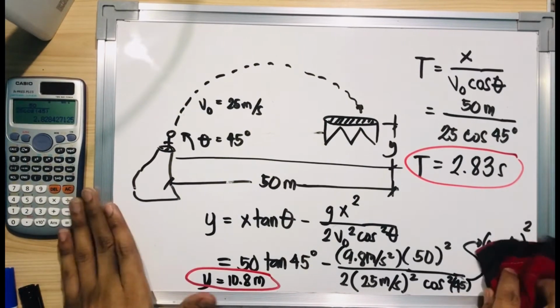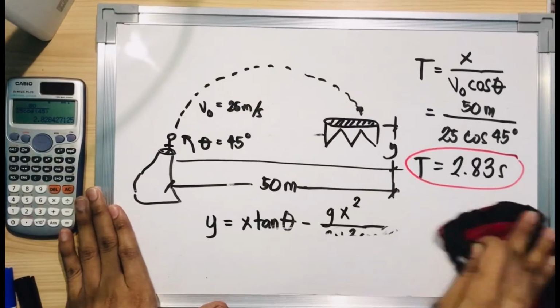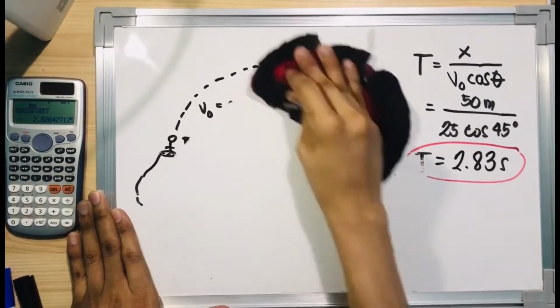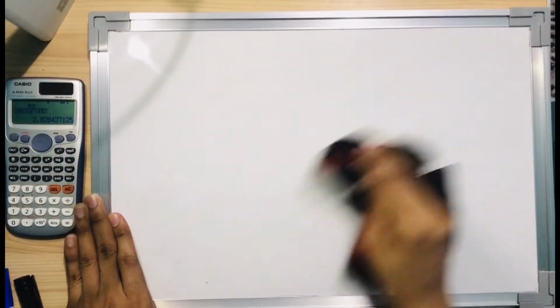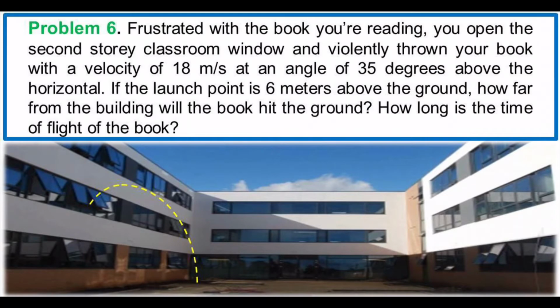Okay, so let's proceed and solve another problem. And this time, we will be solving yung last case for projectile motion. And this would be the projectile wherein the point of impact is below the point of release. So, sabi sa problem, you are frustrated with the book you are reading, and then you open the second story classroom window and violently throw your book with a velocity of 18 meters per second at an angle of 35 degrees above the horizontal. The question is, if the launch point is 6 meters above the ground, how far from the building will the book hit the ground? And also, how long is the time of flight of the book?